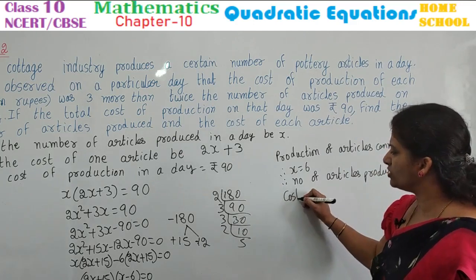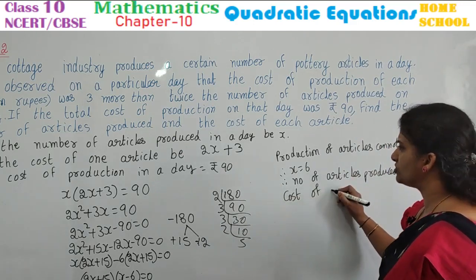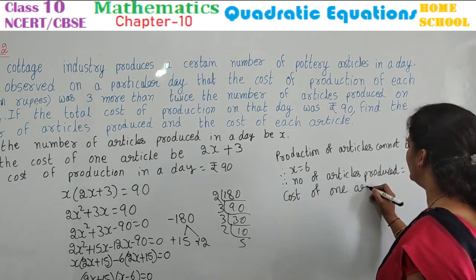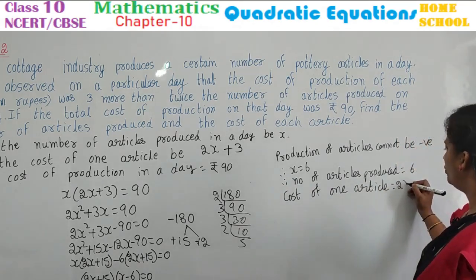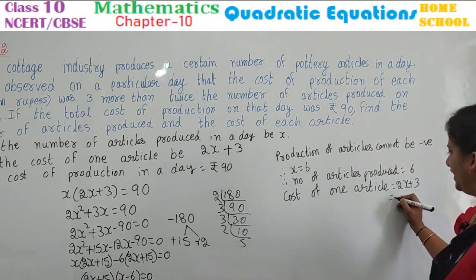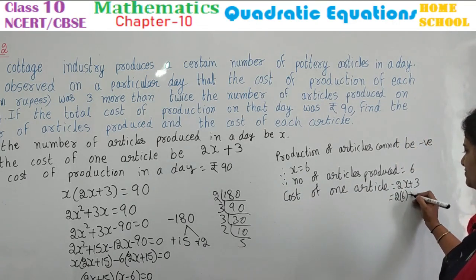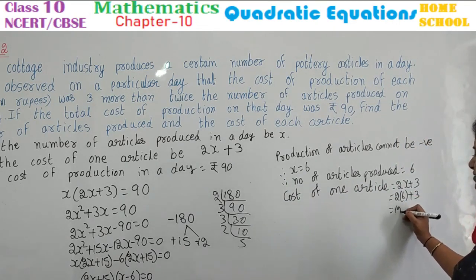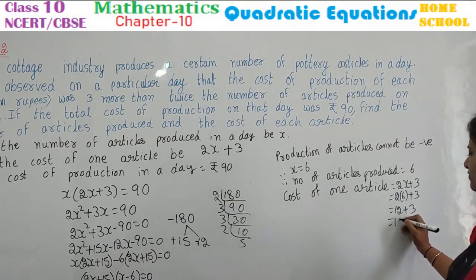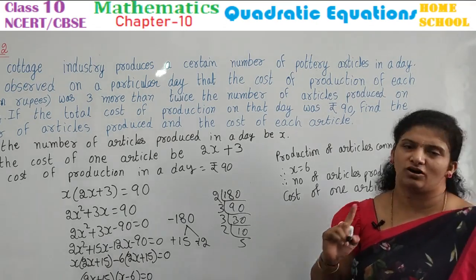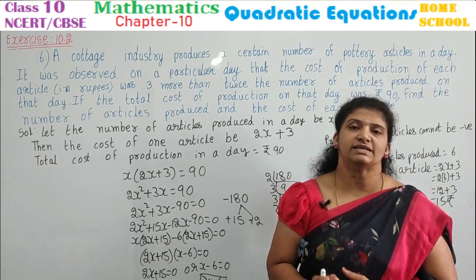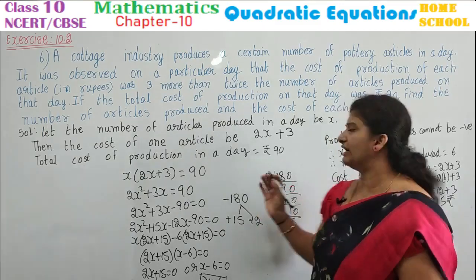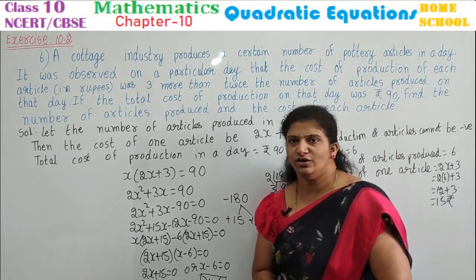And what is the cost of that article? Cost of one article is equal to 2x plus 3. That will be 2 into 6 plus 3. 2 6s are 12, 12 plus 3 will be 15. 15 rupees, children. One article costs 15 rupees. On that particular day, 6 articles are produced and each article costs 15 rupees.